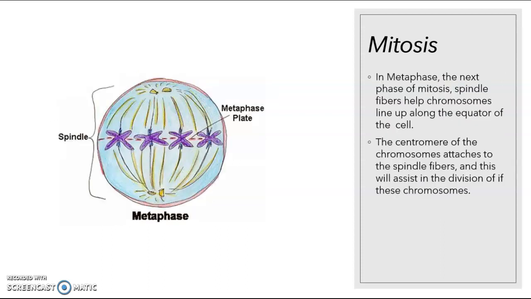In metaphase, which is the next phase of mitosis, spindle fibers help chromosomes line up along the equator of the cell. The centromere of chromosomes attaches to the spindle fibers, and this will assist in the division of these chromosomes.